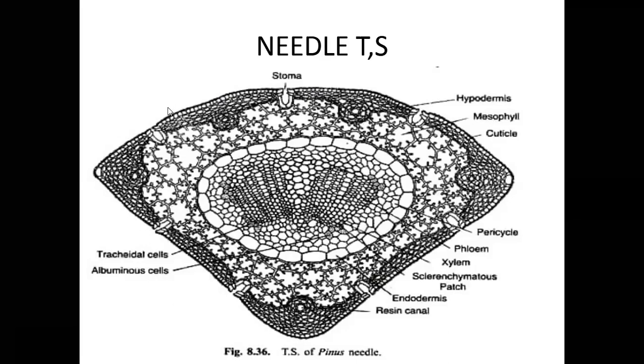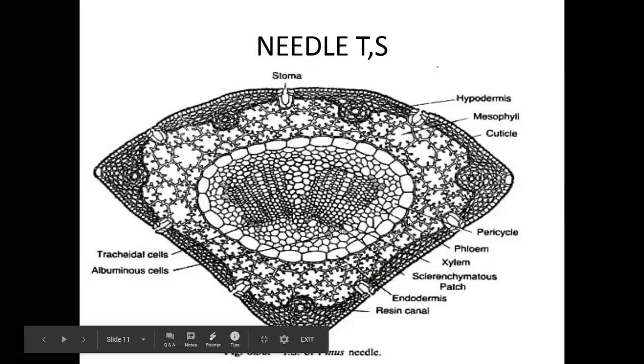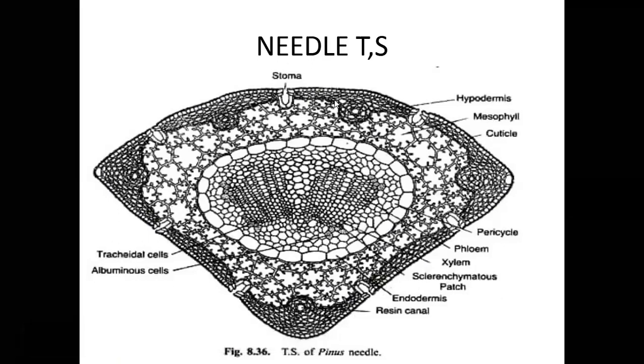The epidermis is the outer layer. It is made by rectangular parenchyma cells. Below the epidermis, the hypodermis is present. One more important point: stomata are present in the epidermis. Stomata mainly help in the exchange of gas. Here the stomata are sunken stomata, present in the needles. It is a xerophytic character.